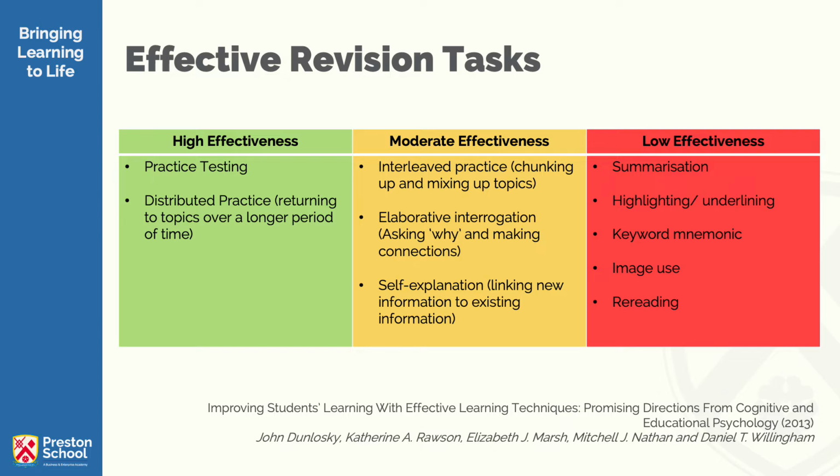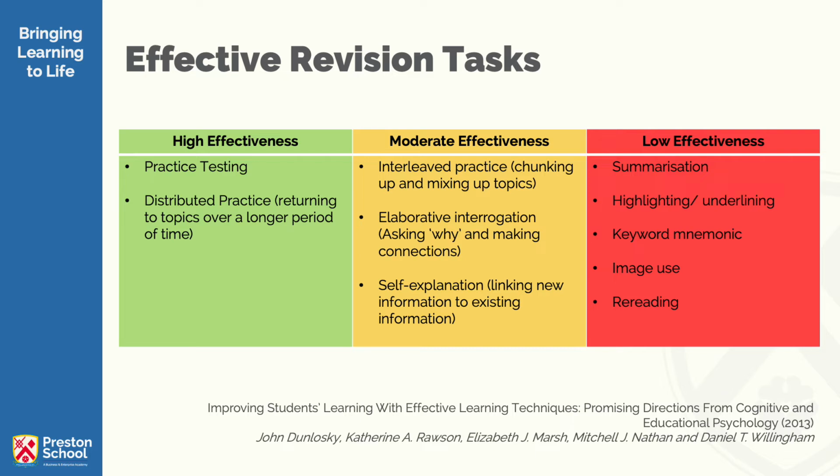If we move to the moderate effectiveness column, we've got things like interleaved practice. That means chunking up and practicing different topics within the same hour session. Asking interrogative questions, asking why and making connections between different pieces of learning. And also self-explanation, so reading a revision guide, writing elements of that down, and then trying to explain it back either to yourself or to one of your family members at home.